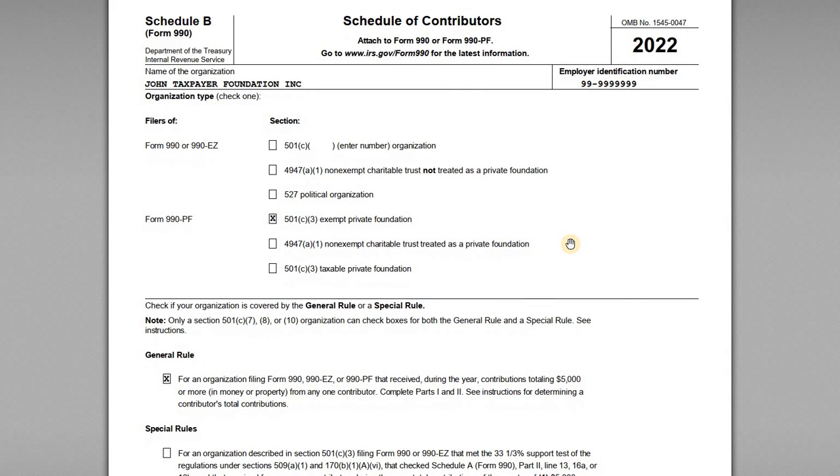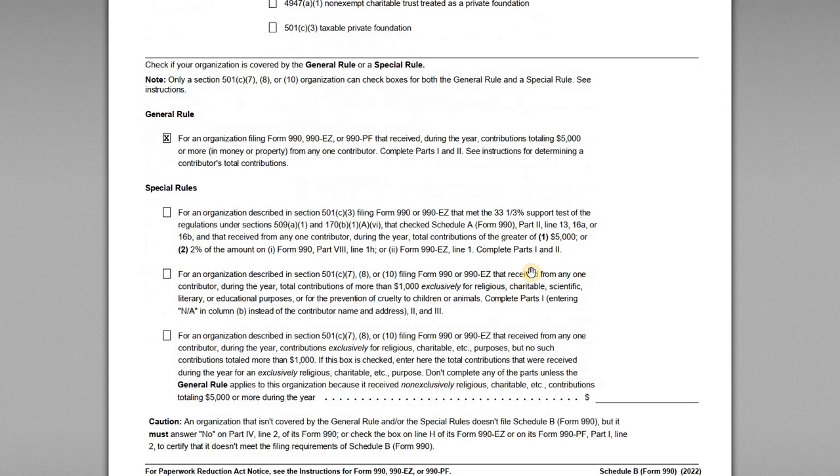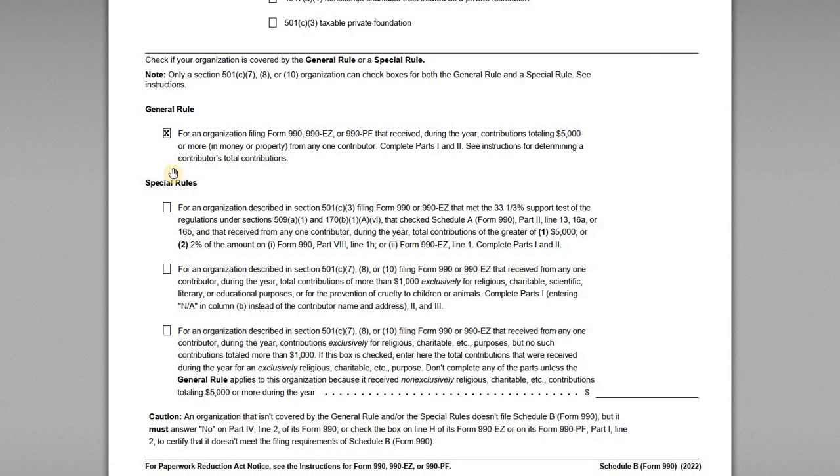So now on to Schedule B. So Schedule B is that schedule of contributors. We were filing a 990-PF. We are a 501(c)(3) exempt private foundation. And then we are checking the general rule box, right? None of these special rules apply to us. So we are listing all those contributors that paid $5,000 or more during the year, and that's cash, non-cash property, and if there were any payroll contributions.